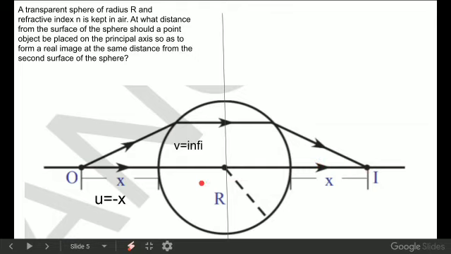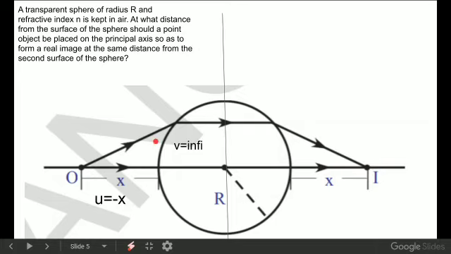So let's consider that the object should be placed at x distance from the transparent sphere to form the image at the same distance on the opposite side. Here the object distance is minus x, because you imagine the optic center here. We measure the object distance from optic center to object, but the light rays from the object are moving in the opposite direction. So we should take the object distance negative.